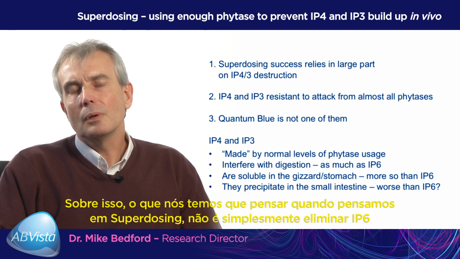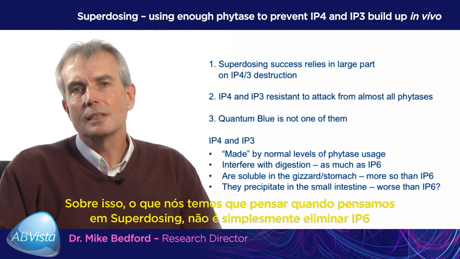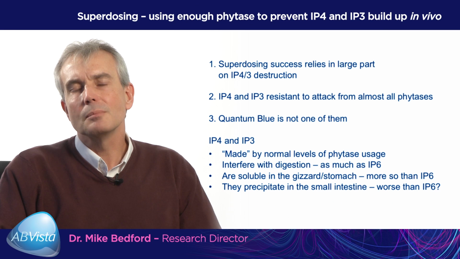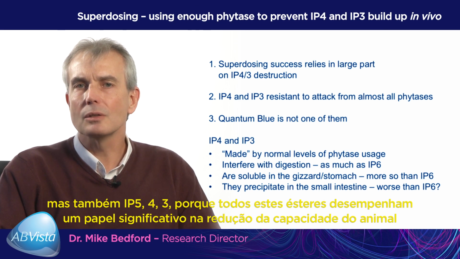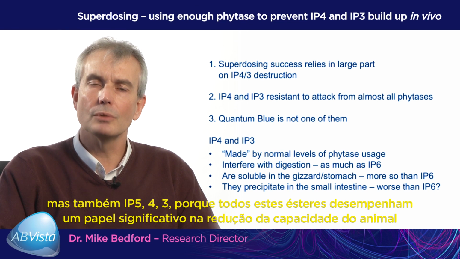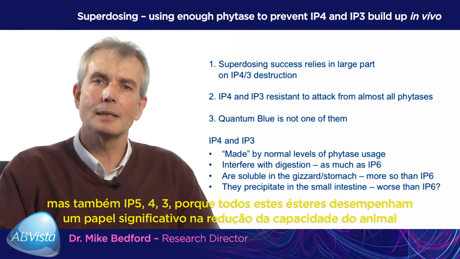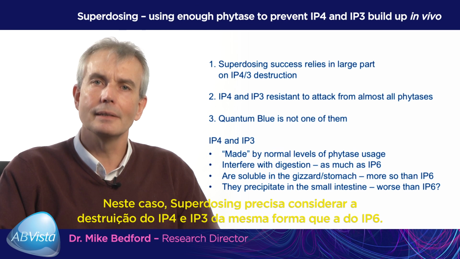In that regard, what we've got to think of when we think of superdosing is not just simply getting rid of IP6, but IP5, IP4 and IP3 as well, because all of these esters play a significant role in reducing the ability of the animal to digest its feed effectively. In that regard, superdosing needs to consider destruction of IP4 and 3 just as much as it does IP6.